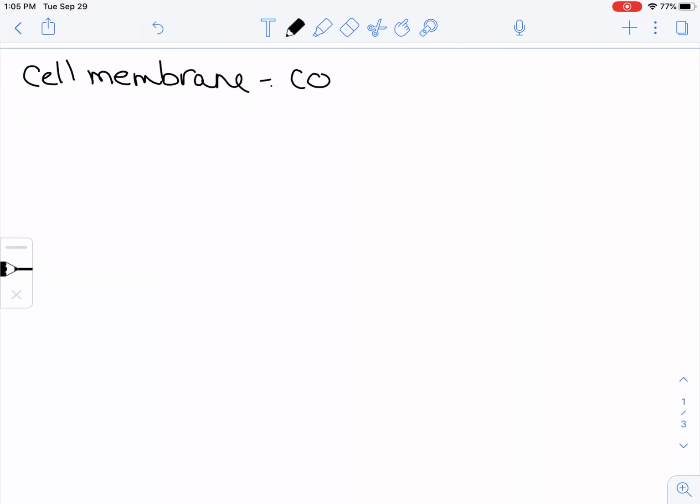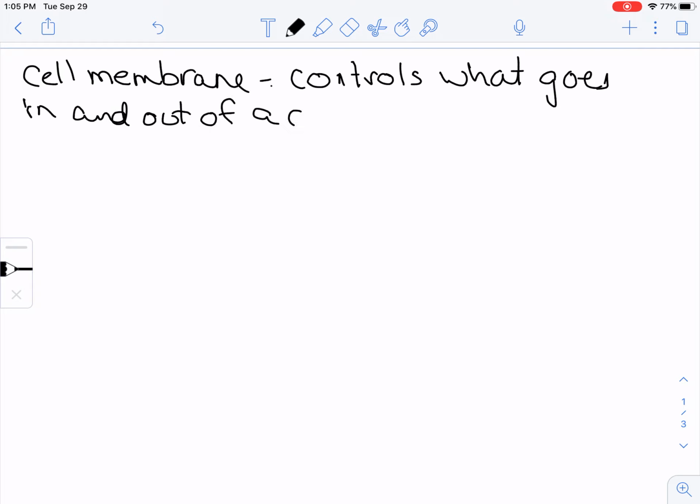Okay, so now back to the cell membrane itself. When you talk about the cell membrane, it controls what goes in and out of a cell. Okay, and by doing that, it keeps the cell alive. And in order to do that, it's made of these little things called phospholipids.